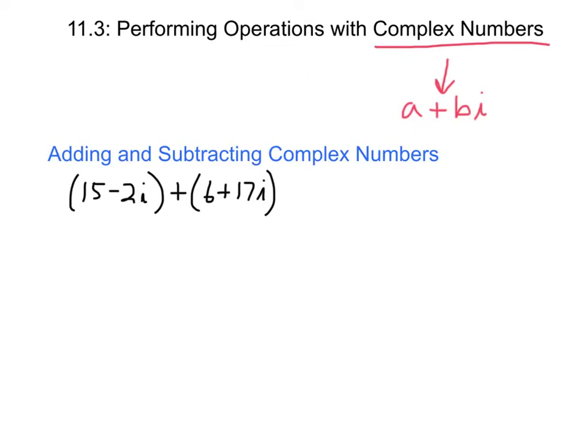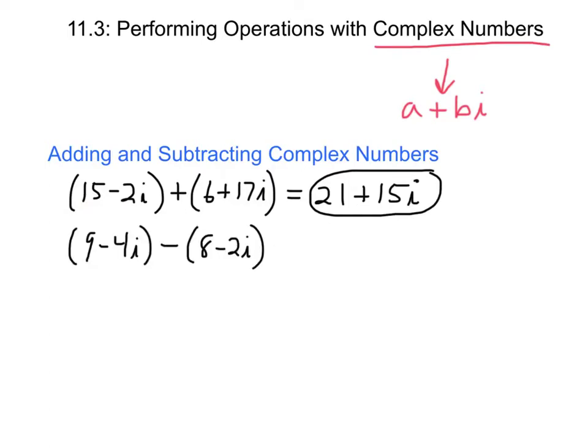Now I'll start out with an addition example, because that's extremely simple. To add two complex numbers, all we want to do is combine the like terms. So the parts that are just regular whole numbers or real numbers, like the 15 and the 6, can be combined. So 15 plus 6 would be 21. And then the two imaginary parts can be combined. So you have a negative 2i and a positive 17i, which would be plus 15i. So it's really just like combining like terms. The two numbers are the like terms, and the two terms that have i's in them are considered like terms, and you can just combine the like terms.